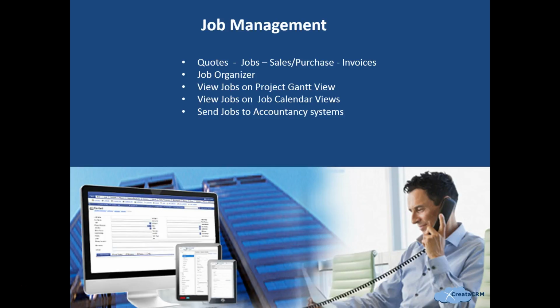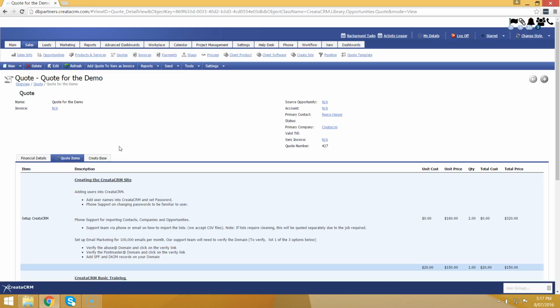From there we'll be able to send jobs to your accountancy system. That helps as you go through doing jobs, because you can send different items of that job, or time billing, back to the accountancy system. We'll show you how that looks as well. Now let's see how we can move from quotes to jobs.